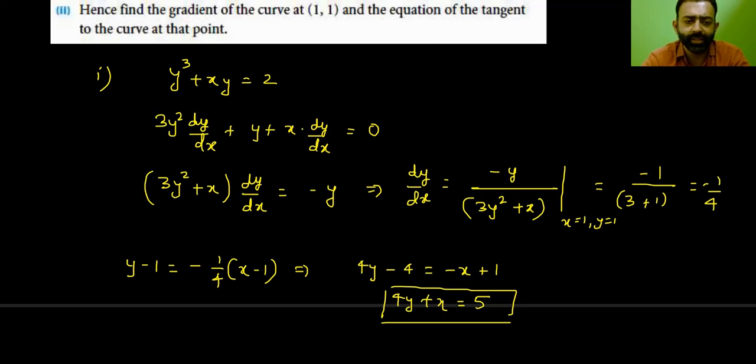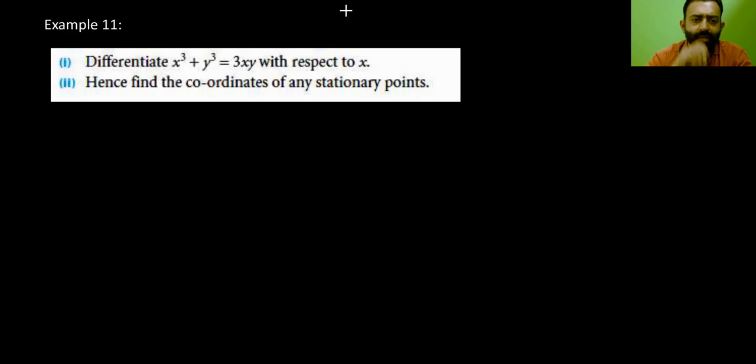It is very easy. It is just about how to differentiate an implicit function. The rules of differentiation remain the same. Let us do another example. It says to differentiate this and hence find the coordinates of any stationary points.